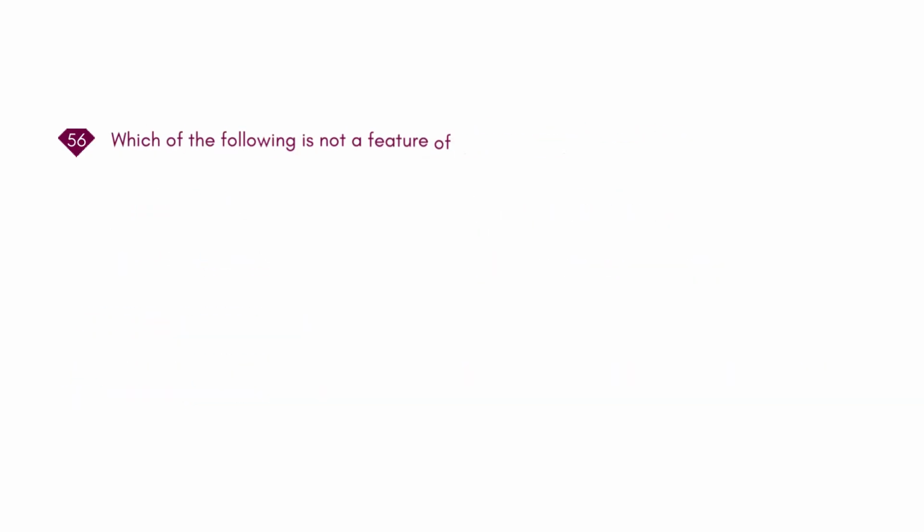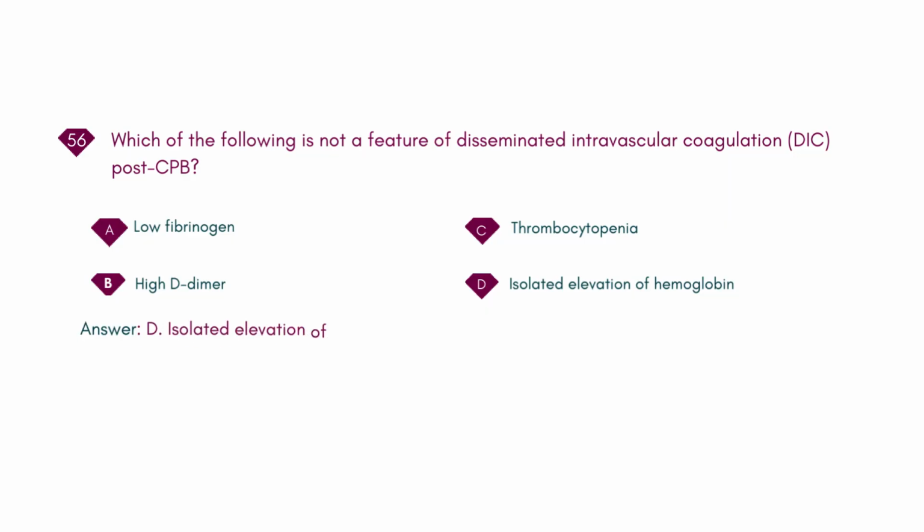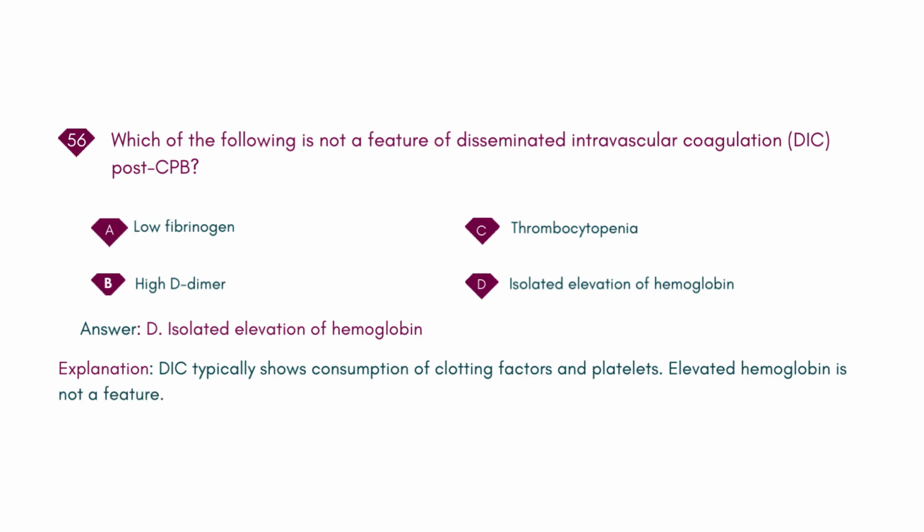Which of the following is not a feature of disseminated intravascular coagulation, DIC, post-CPB? A. Low fibrinogen. B. High D-dimer. C. Thrombocytopenia. D. Isolated elevation of hemoglobin. Answer: D. Isolated elevation of hemoglobin. Explanation: DIC typically shows consumption of clotting factors and platelets. Elevated hemoglobin is not a feature.